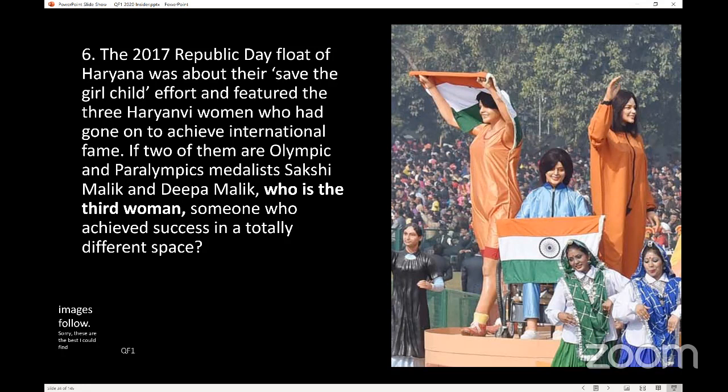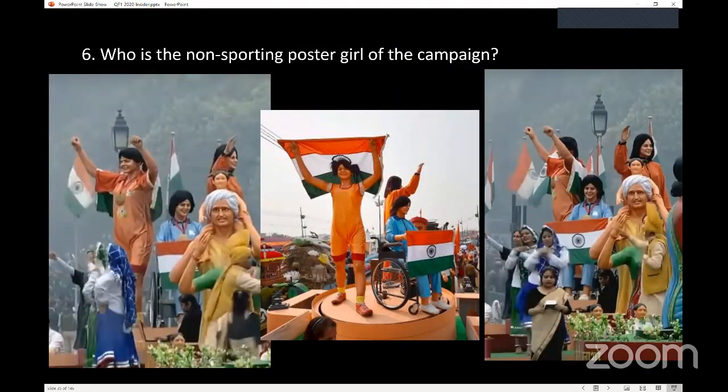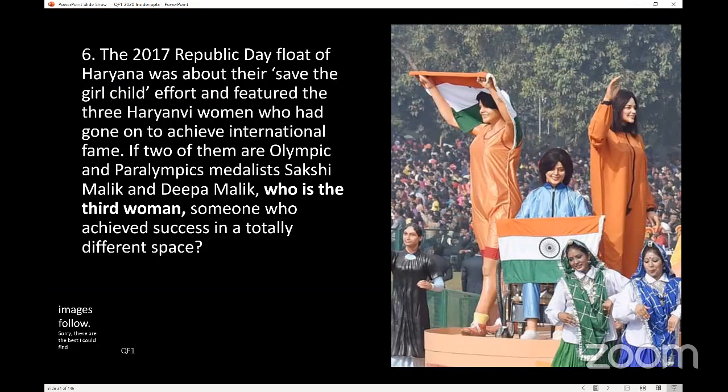I'm not going to say who is who here. There are three women, all from Haryana. Two of them are Sakshi Malik and Deepa Malik. Okay, I have some other pictures here. Who's the third woman there? Surname will suffice. But I doubt if people will know only the surname, but not the first name. If you know the answer, don't raise your hand now. You can tell it out when we're going through the answers in five minutes or so.